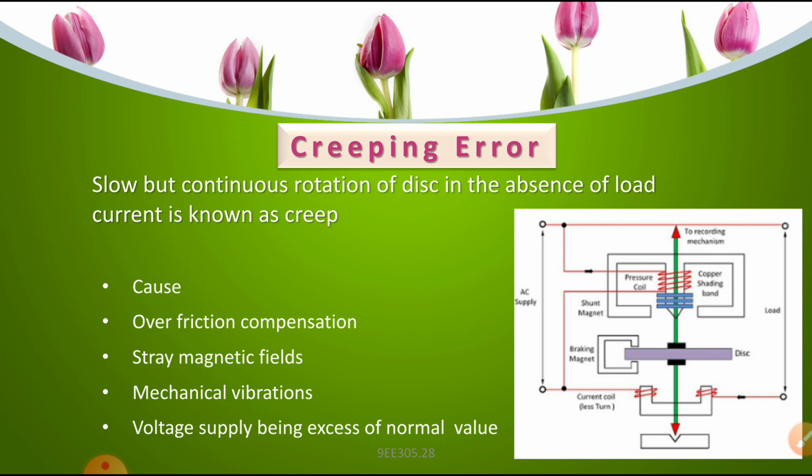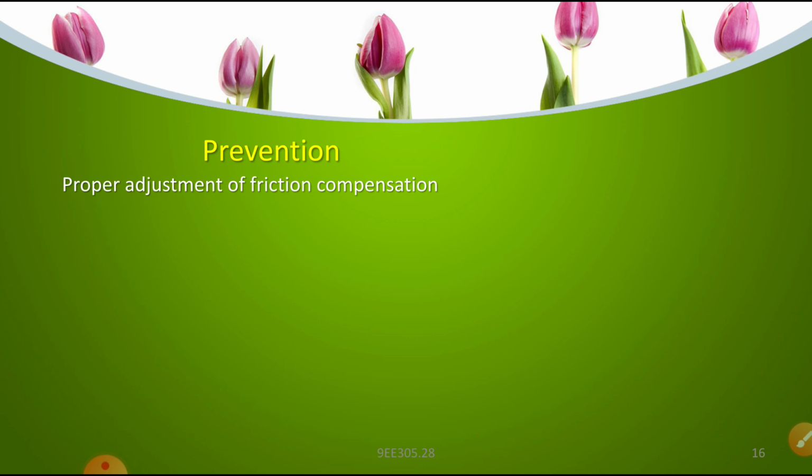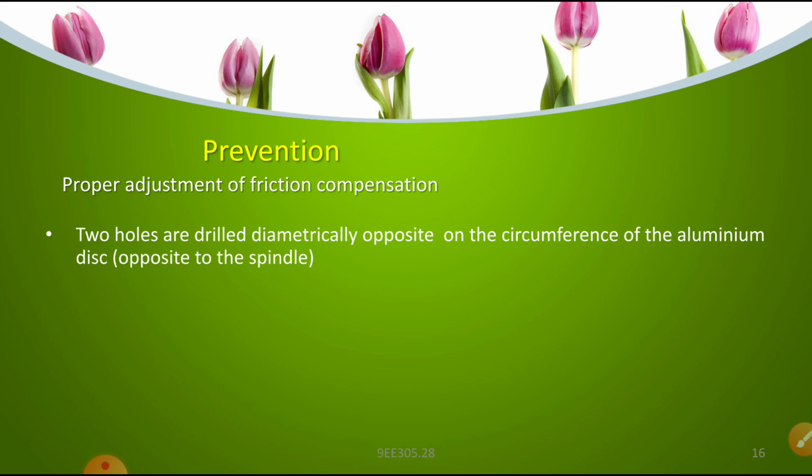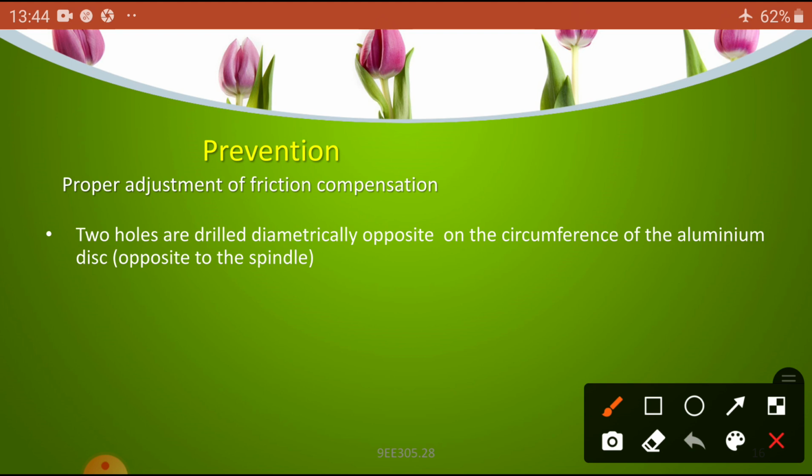So how to avoid this creeping? How to compensate this one? Let us see. The proper adjustment of the friction compensation, by changing the brake magnet. We have to apply the brakes only. Two holes are drilled diametrically opposite on the circumference of the aluminum disc. This is one important thing, dear students. It may be asked in any interview. So how to avoid the creeping?